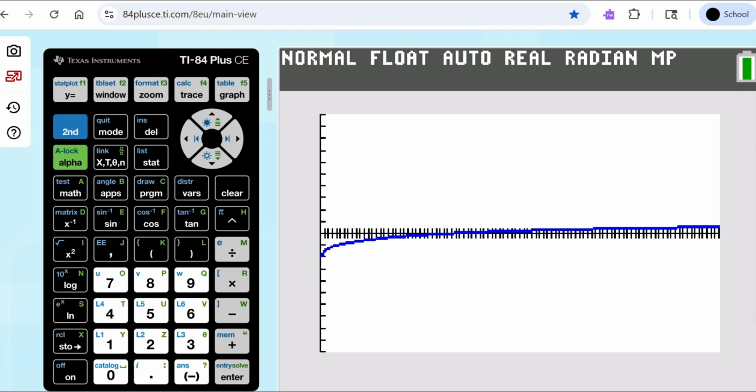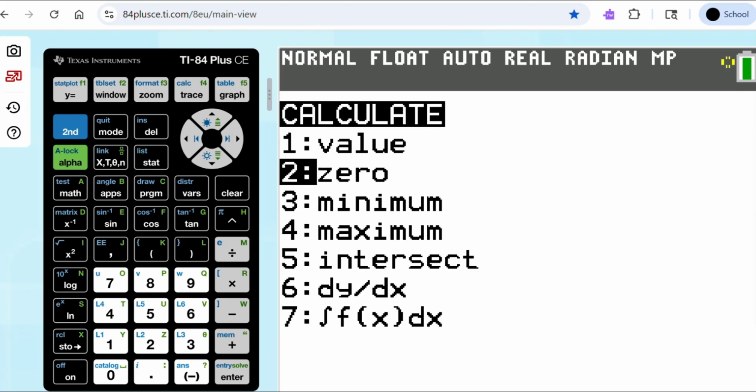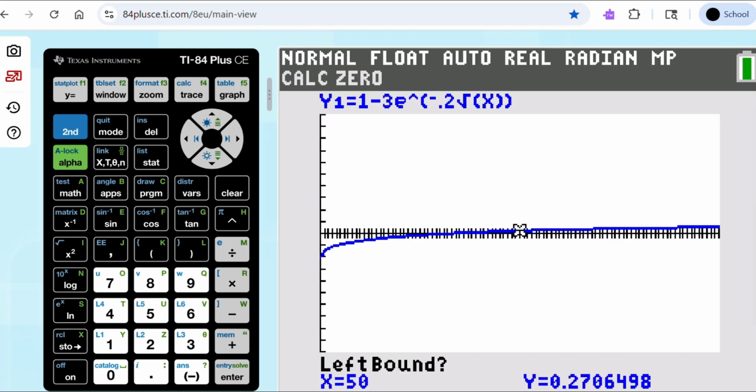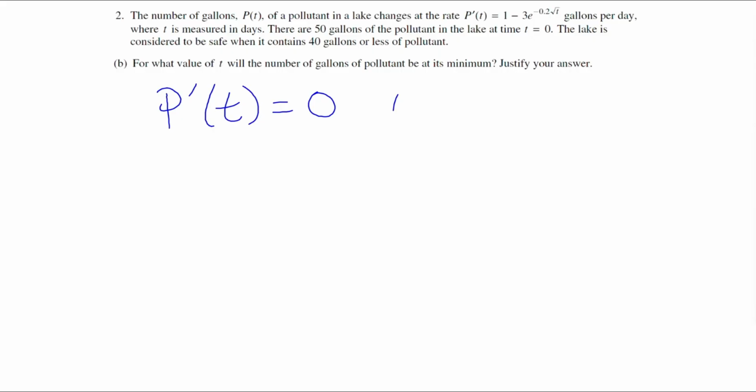So let's calculate that value. We'll do second trace, look for the zero, option 2. We're going to scroll until we're to the left of that intercept, where our y values are negative. We'll hit enter. We'll go until our y values are positive to the right, hit enter twice more, and it tells us 30.174 if we round it. We won't round it here. We'll do 30.173724. All right, and so that's when we're at a minimum.